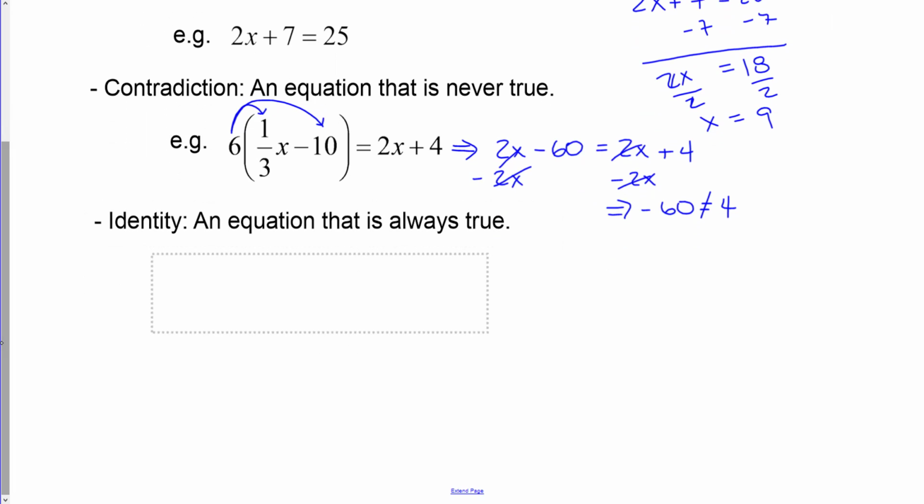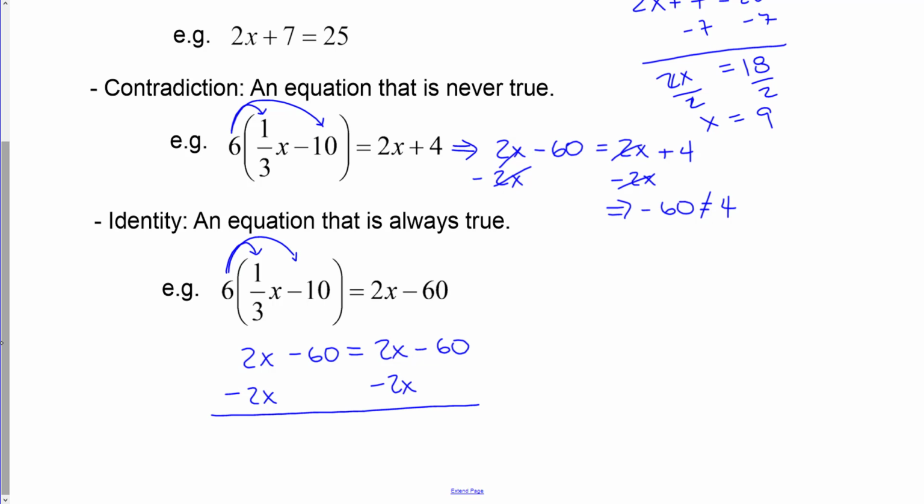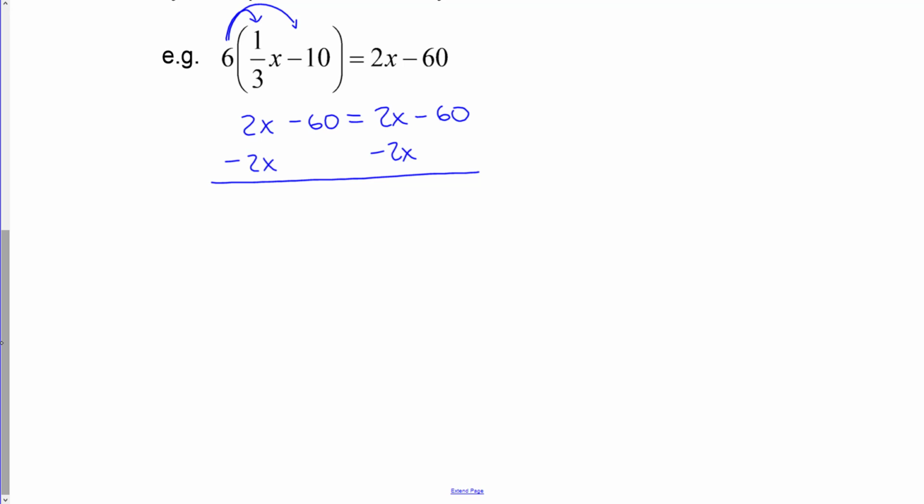Lastly, we have an identity. An identity is an equation that is always true. So for instance, 6 times the quantity 1/3 x minus 10 equals 2x minus 60. So again, if I distribute the 6 into these parentheses, I get 2x minus 60 equals 2x minus 60. If I subtract 2x from both sides, the 2x's cancel away just like they did last time. But what's different is now negative 60 is in fact equal to negative 60. And I could add 60 to both sides and I'd end up with 0 equals 0.